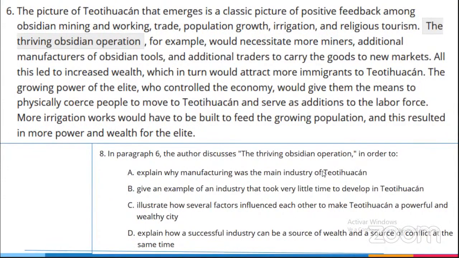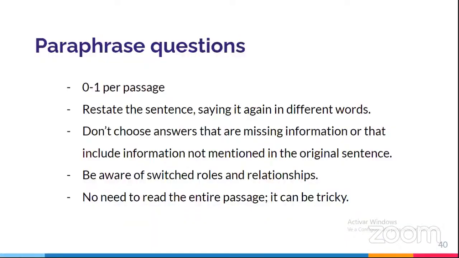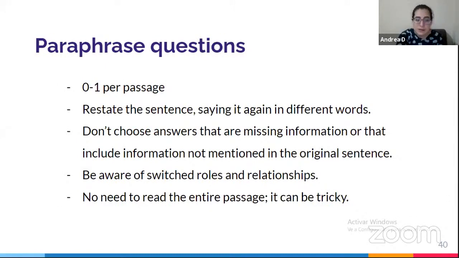So let's move on then. Now, the next one we got is paraphrase questions. I personally like these questions a lot because of two things. First, they don't take that much time. You don't have to read even the paragraph, let alone the passage. You just need to focus on the question, because the question is going to have everything you need to know. You don't need to go back to the passage and try to figure out the answer. It's going to be in your question.